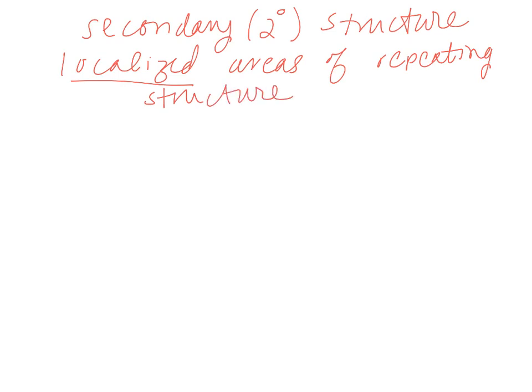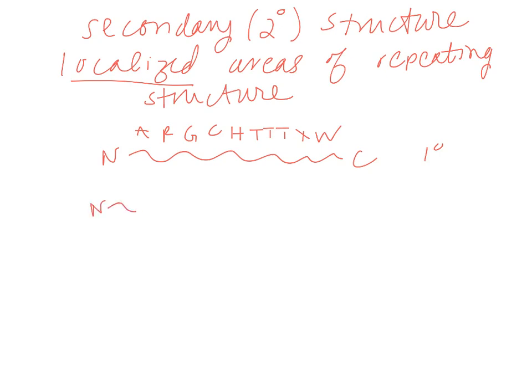If you remember my simple cartoon diagram for the primary structure, where we go from N to C terminus, the primary structure describes the order of the amino acids: alanine, arginine, glycine, cysteine, histidine, let's put a whole bunch of threonines in there, tyrosine, tryptophan, and so forth. The secondary structure describes how within that sequence we might have areas where there is localized folding. So this would be an area of localized folding.